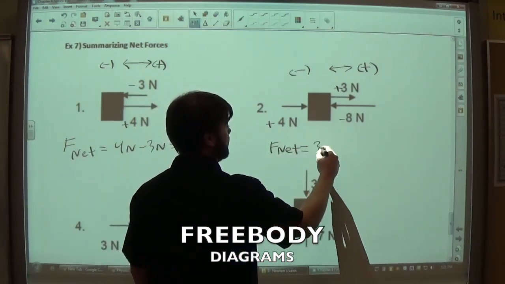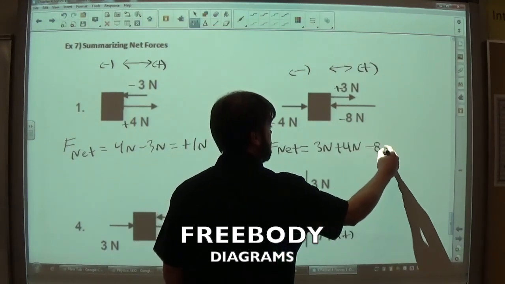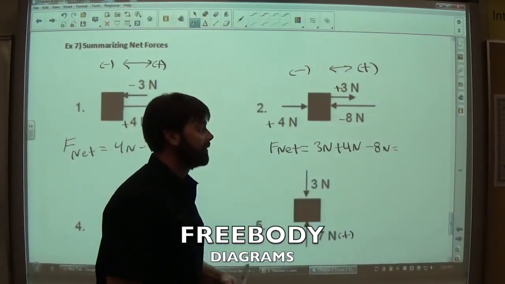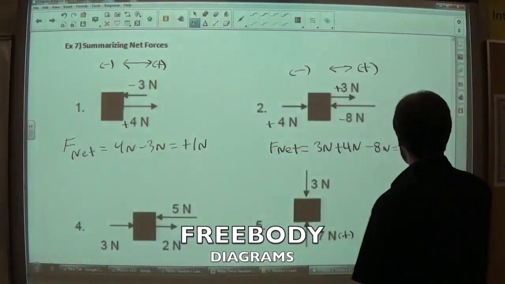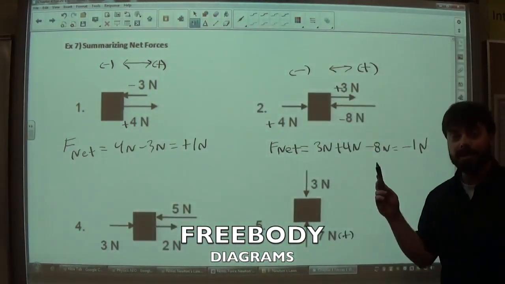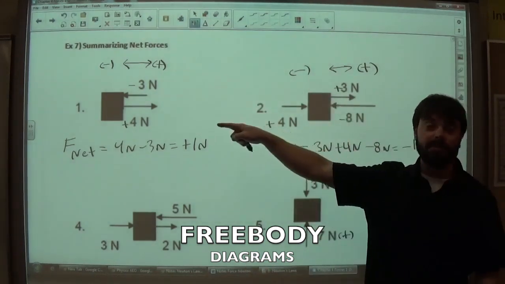I have a positive 3, I have a positive 4, I have a negative 8. 3 plus 4 is 7, and 7 minus 8 gives me negative 1. So that means the net force acting on this block is 1 Newton negative, which would be 1 Newton to the left.